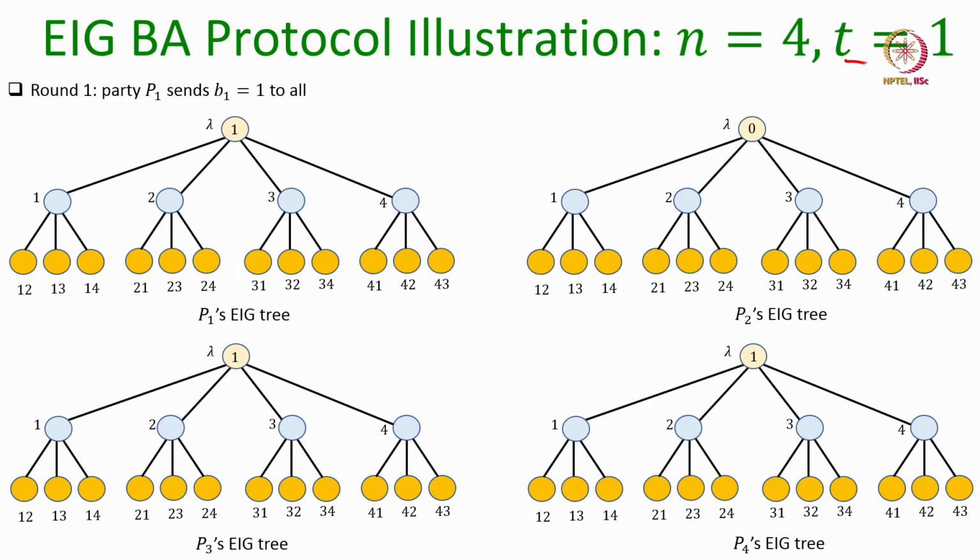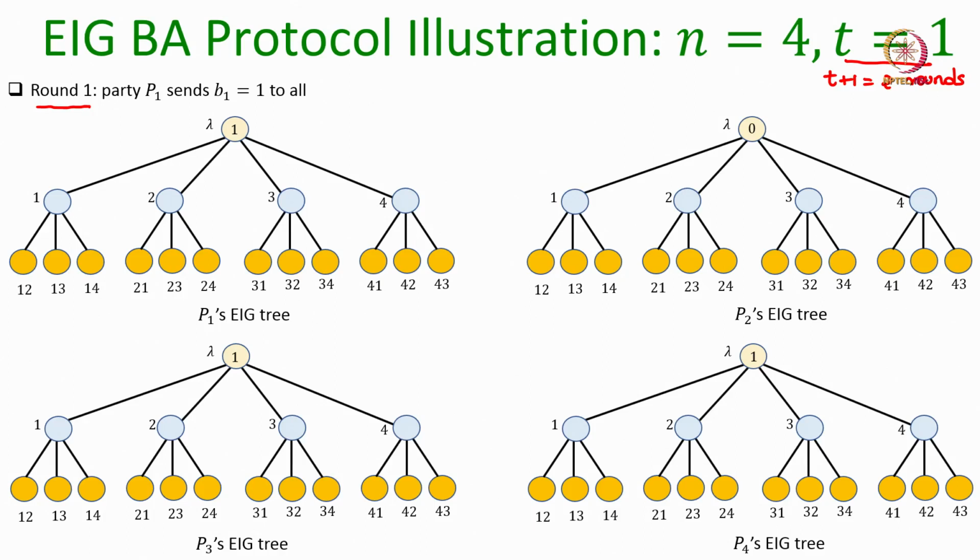Now, since t is equal to 1, there will be a total of t plus 1 equal to 2 rounds of message exchange. So, let us see what are the values which are communicated by the respective parties. And when I say rounds and parties are exchanging messages, they will be exchanging messages in parallel. So, it is not the case that when P1 is exchanging messages with others, P2 simply sits idle. It is not the case. P2 also will be exchanging the messages as per its protocol instructions for round 1 and so on.